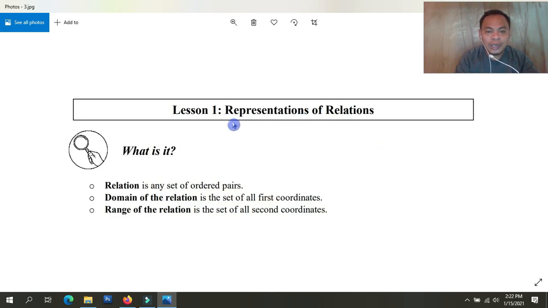For our lesson 1, representations of relations. So, relation is any set of ordered pairs. Pag sinabi po nating ordered pairs, ibig sabihin X and Y. Then, domain of the relation is the set of all first coordinates. So, sa ating coordinate, meron po tayong X at saka Y. So, lahat ng first coordinates, ibig sabihin doon ay domain po siya. Then range of the relation is the set of all second coordinates. So, X and Y, so second coordinates, it means the value of Y.